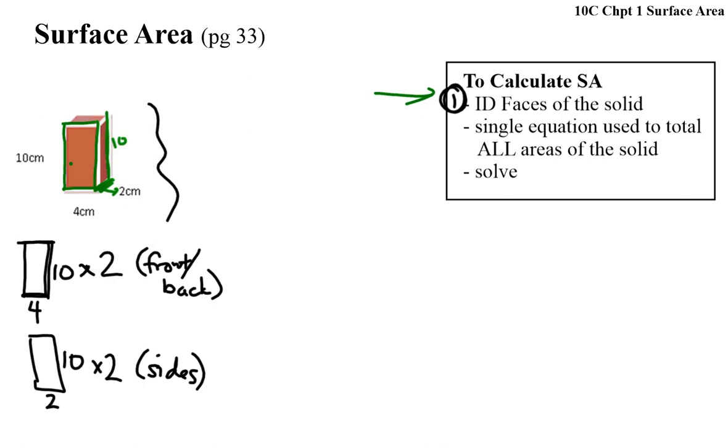What are we missing? Well, if we're painting the surface area, the exposed surface, this entire object, we would have to paint the top and the bottom, which are also the same. 4 by 2. 4 by 2. And we have 2 of those. So we finish with 4 by 2, 2 of them, which are the top and bottom.